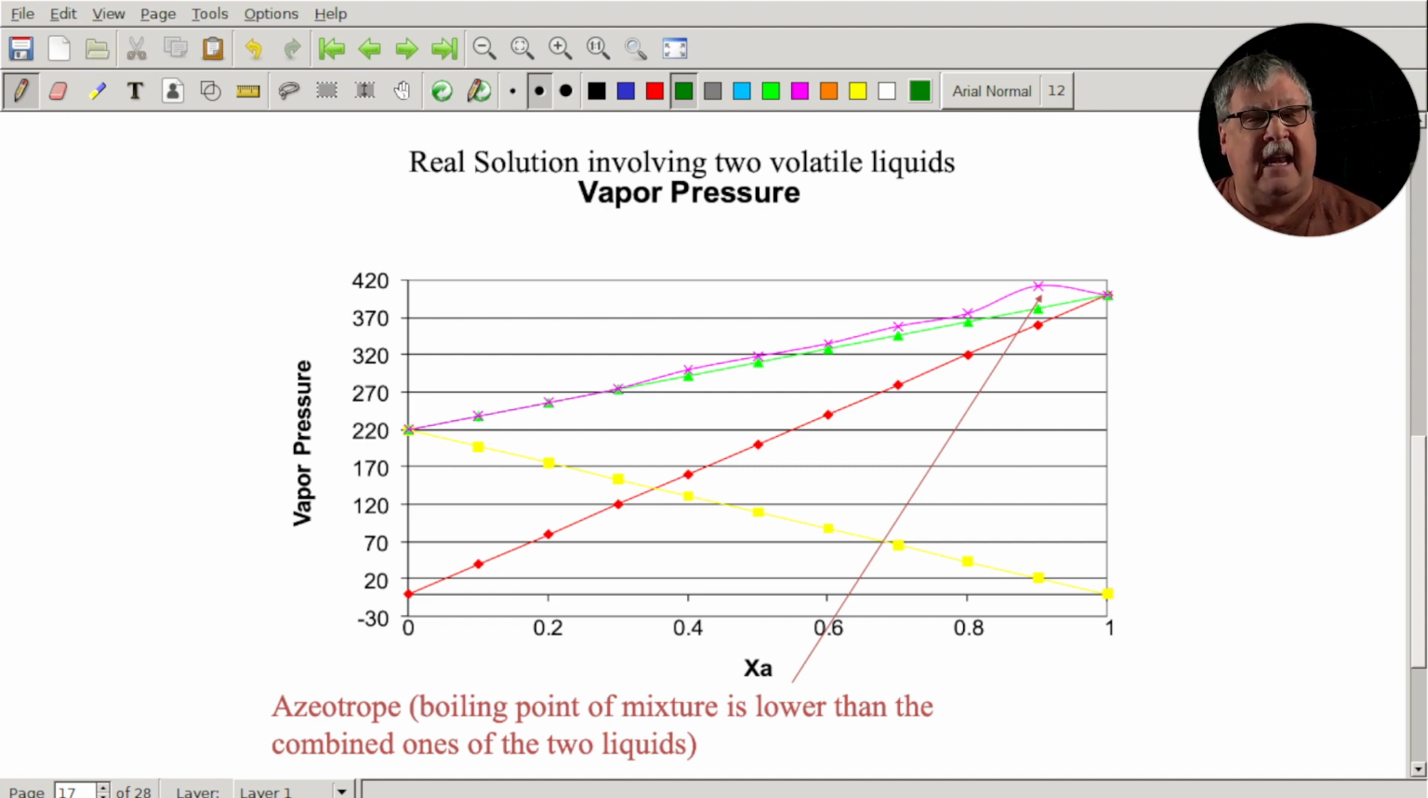Or another way of stating that is, since vapor pressure is inversely related to boiling point, this mixture is going to have a lower boiling point than the pure solvent, because it's non-ideal. Alcohol and water like to stay mixed together.